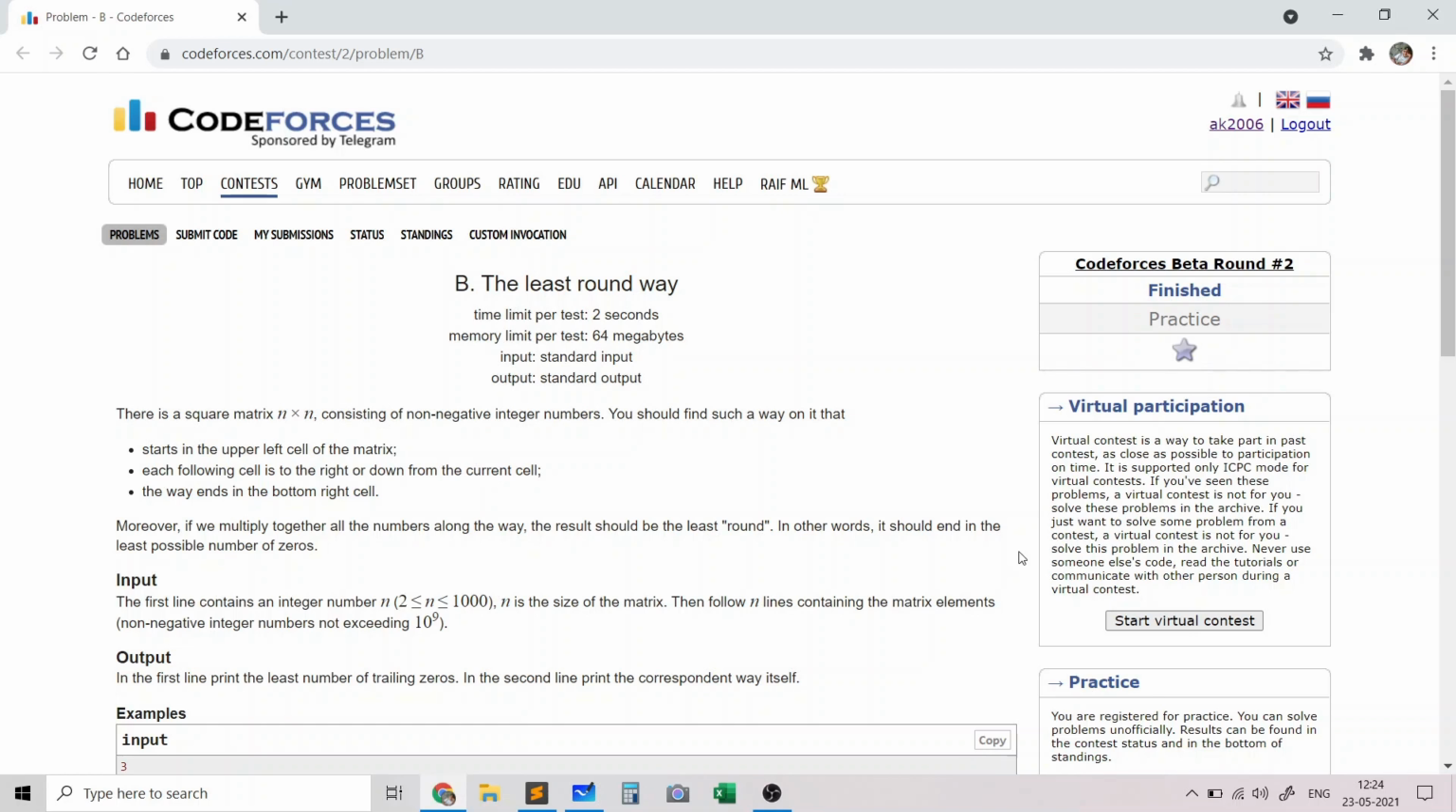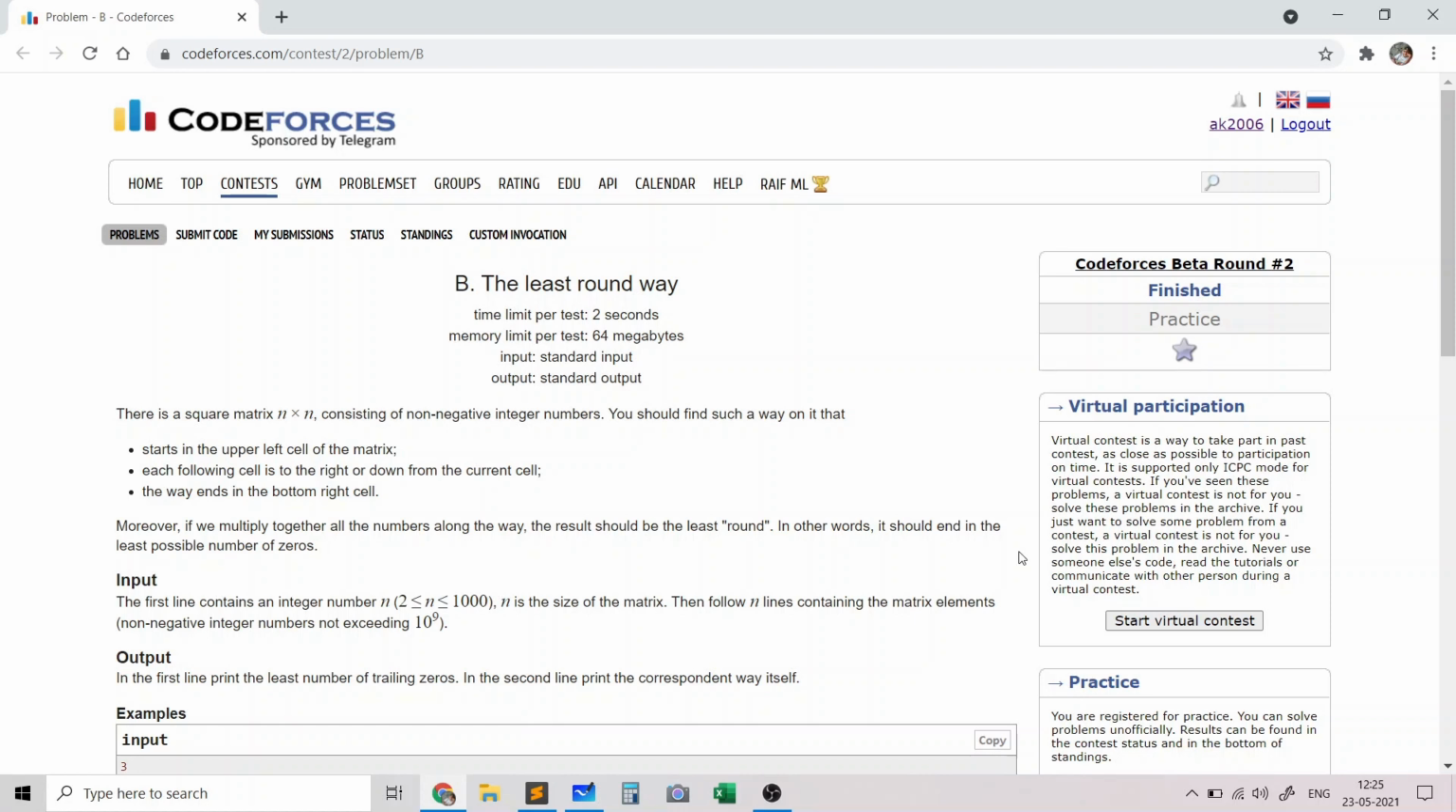Hello everyone. In this video, I will go over my solution to the problem named the least round way. This problem is taken from Codeforces Beta Round number 2 and is rated 2000. It is an interesting problem on grid DP and how grid DP can be used to solve math problems. So let's look at the problem statement.